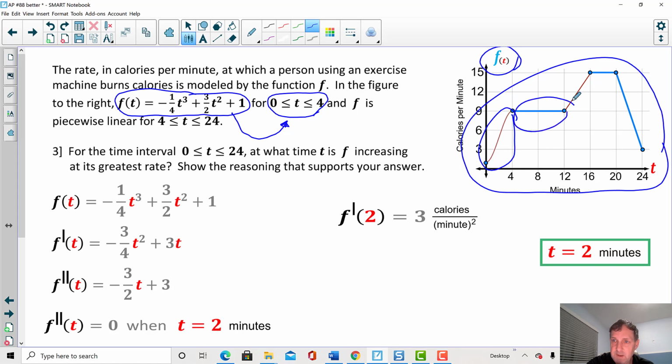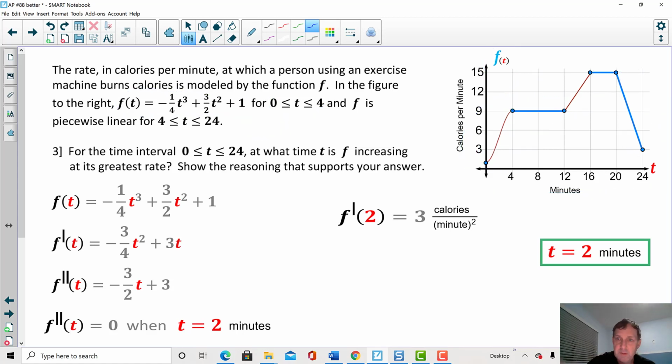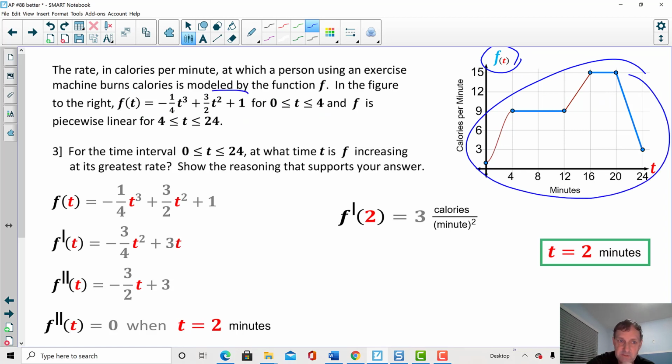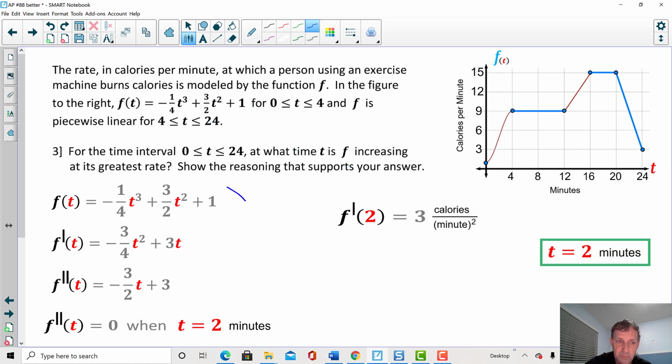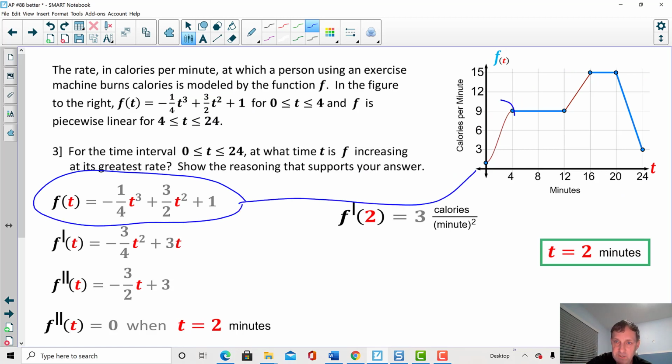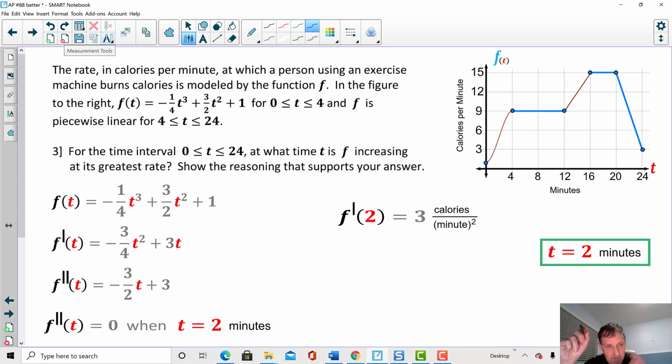The rest of it is made up of just lines. But f is actually the entire function, not just this cubic part right here. So this cubic part is just the beginning from t equals 0 to t equals 4. So when we do the derivative over here, we're just looking at the beginning section here from 0 to 4. It's not the entire piece. So I just wanted to clarify that before we moved on.